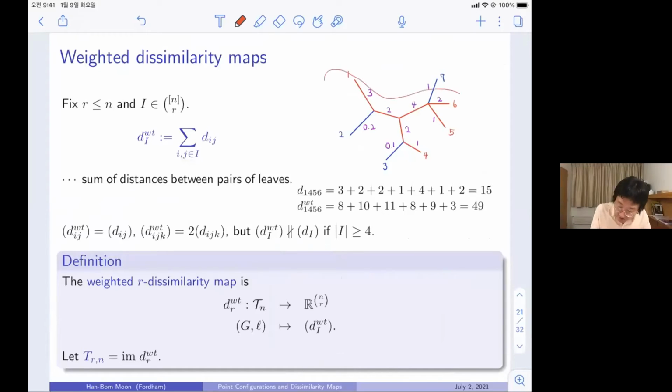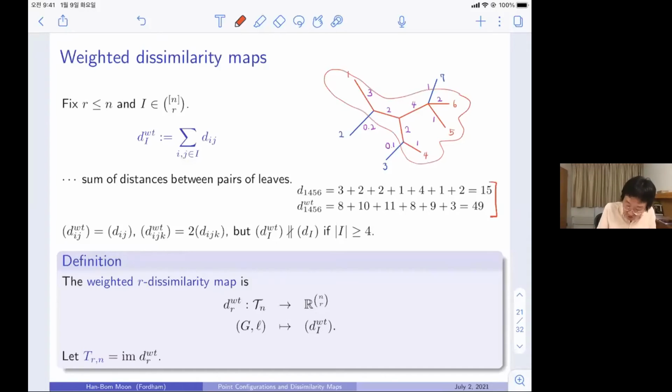As before, suppose that we have a set of 4 leaves and take a subtree generated by these 4 leaves. Then, instead of taking the sum of all edges lying on this subtree, we are going to take the sum of the distances between pairs of leaves. So here we have 4 leaves, so there are 6 pairs, 1-4, 1-5, 1-6, etc. We are going to measure the length between them and add them together. As you can see in this example, we have a different value.